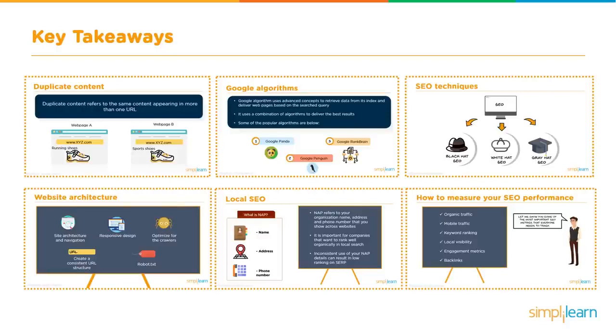We talked about having a consistent URL structure and having robots text files. A robots text file is a file that allows the search engines to understand what pages to index and what pages not to index.